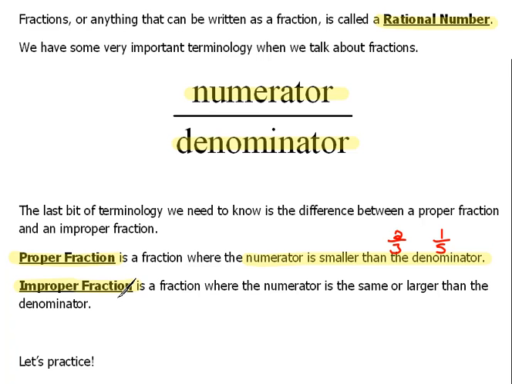For an improper fraction, the numerator is the same or larger than the denominator. So an example of that might be something like 5 over 4, where our numerator is bigger than our denominator. Or it could be something like 3 over 3, where our numerator is the same as our denominator.